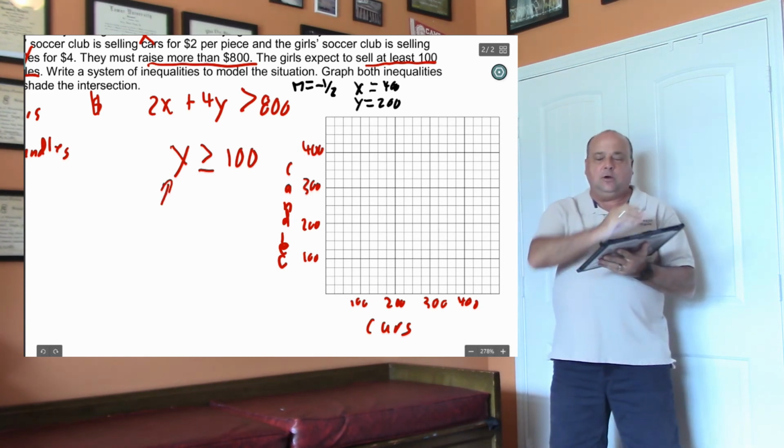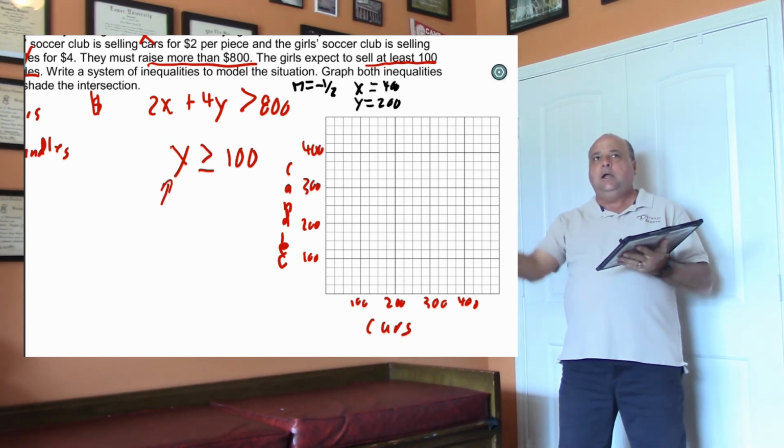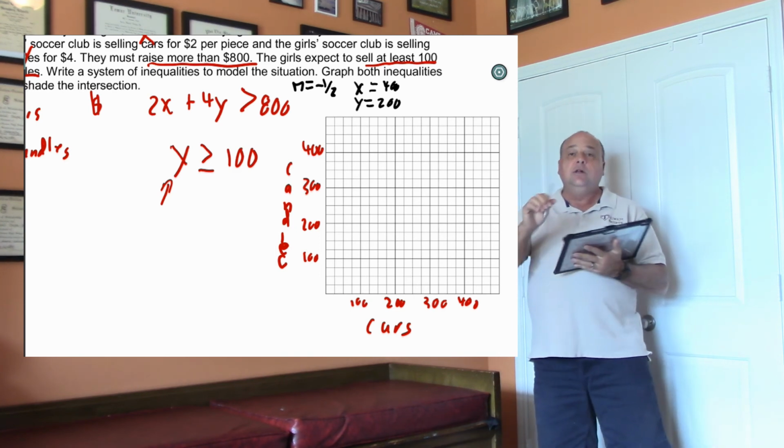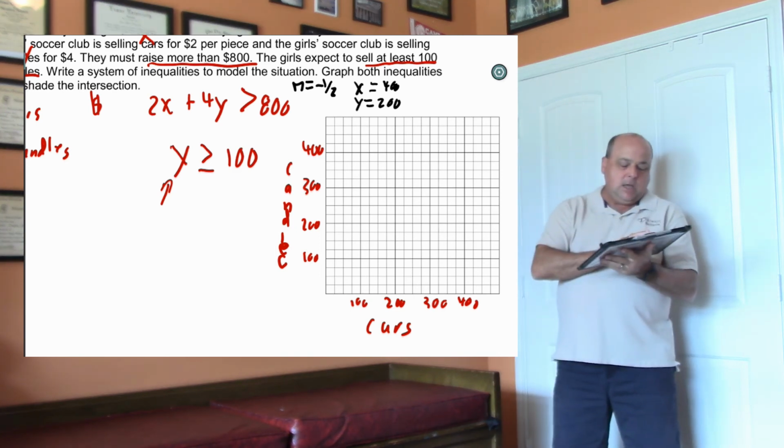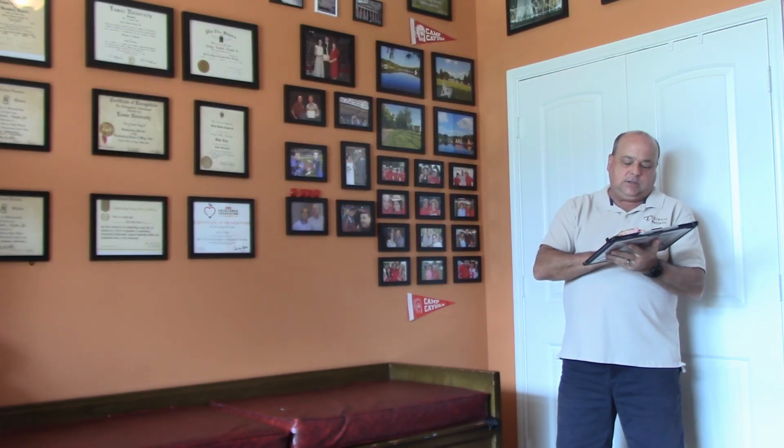You should be able to graph both these lines. Remember, this line right here is just going to be a flat line through the 100, and you're going to shade up. Okay? So find out what part you need to shade. You will have a blast doing so.